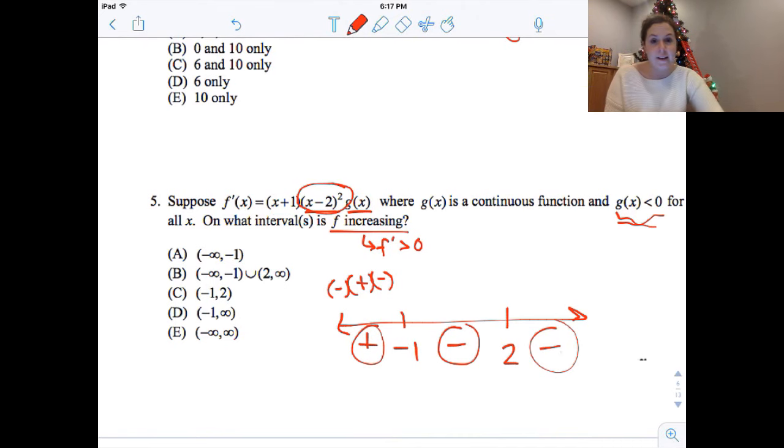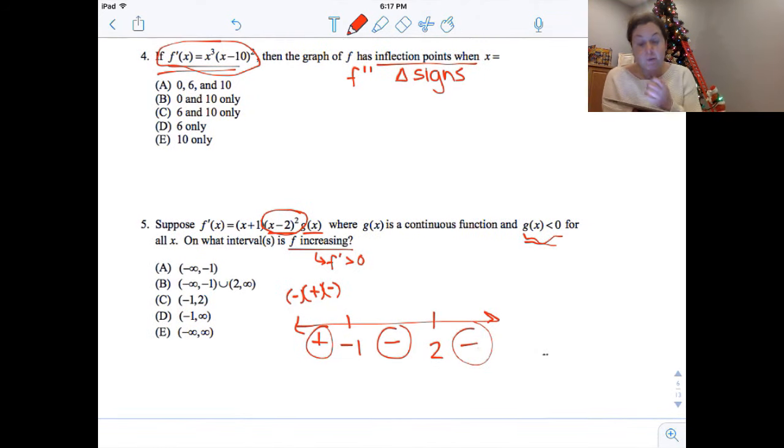So where would f be increasing? It is only increasing from negative infinity to negative 1. Make sure you actually check all the intervals.